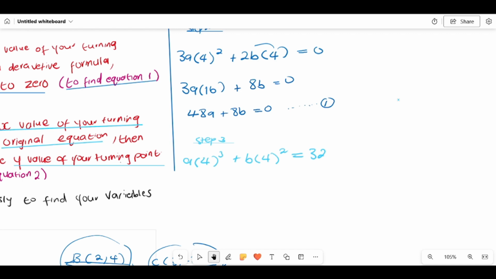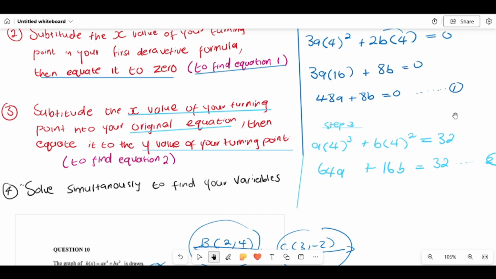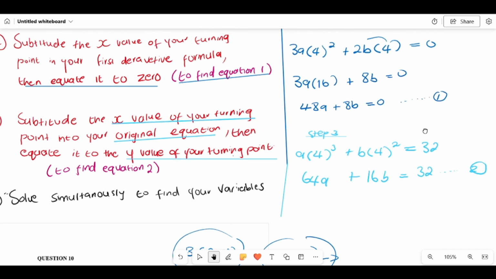From here, I'm simplifying. So 4 to the power 3, this is the same as 64, so this would be 64a. And here 4 to the power 2, this is the same as 16, plus 16b. This is equal to 32. And now this is my equation 2. Now, the last step, which is step 4, we need to solve simultaneously in order to find our variables, in this instance, to find a as well as b, right? We need to solve simultaneously.